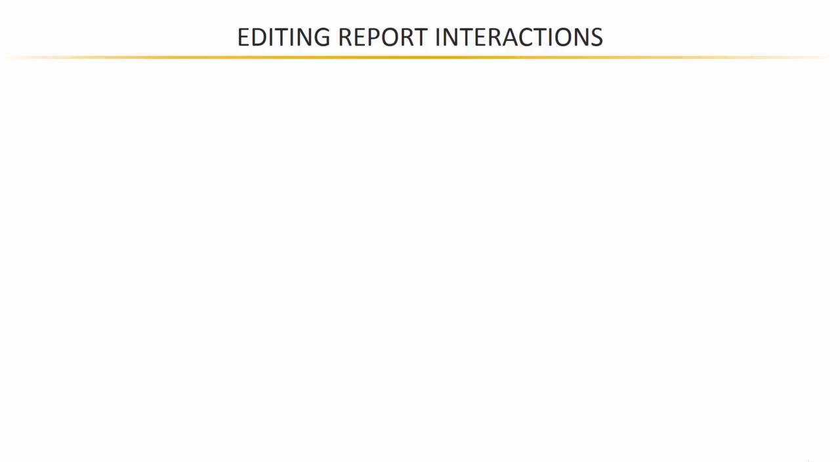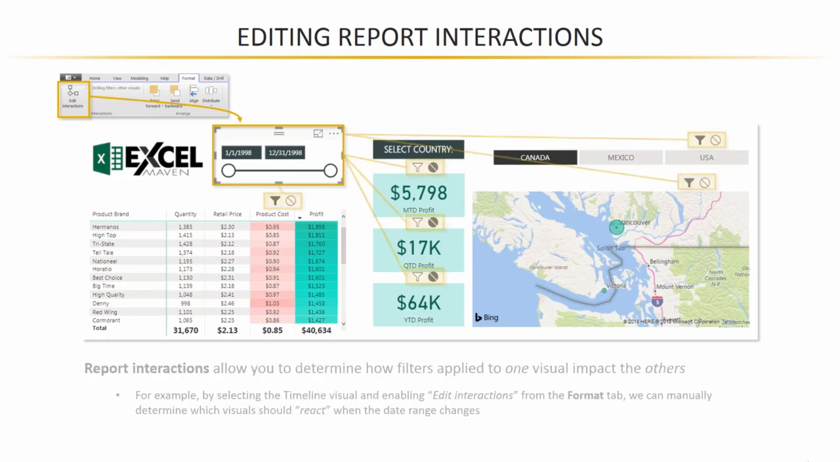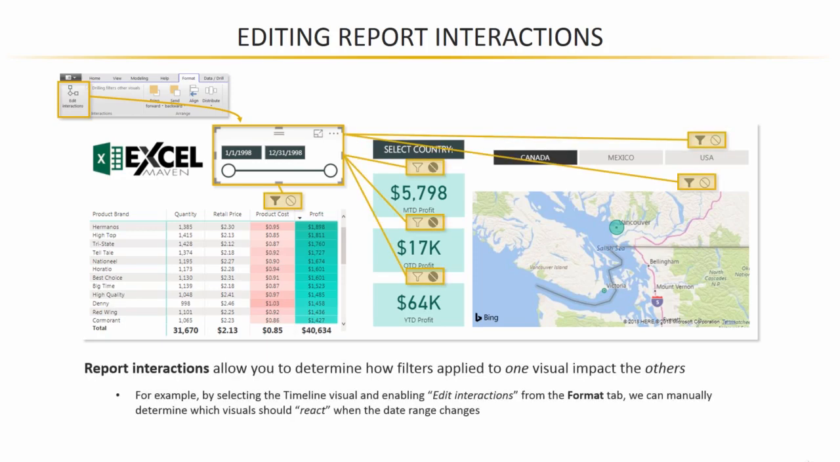Next up, I want to cover a very important topic when it comes to Power BI reporting, and that's report interactions. Now, consider a dashboard like this. In the Format tab, you'll see a button on the left called Edit Interactions. When you select a specific visual in your report and click Edit Interactions, you'll see a number of different controls associated with each other visual on that page.